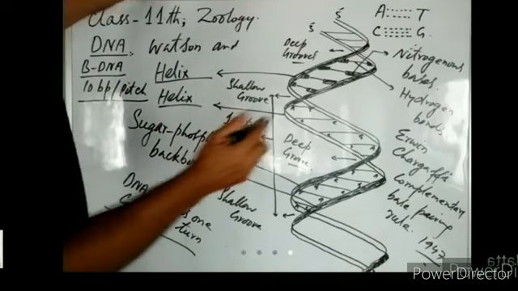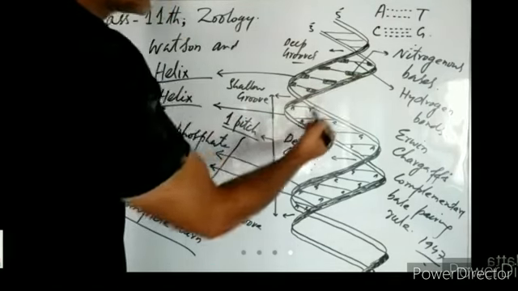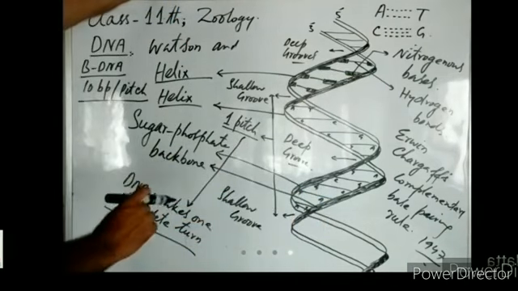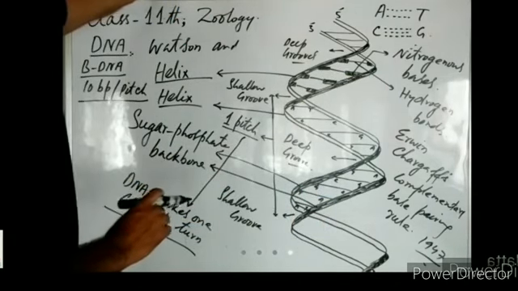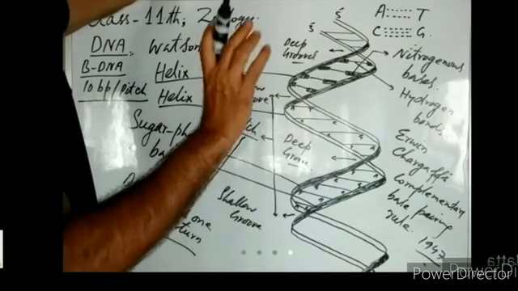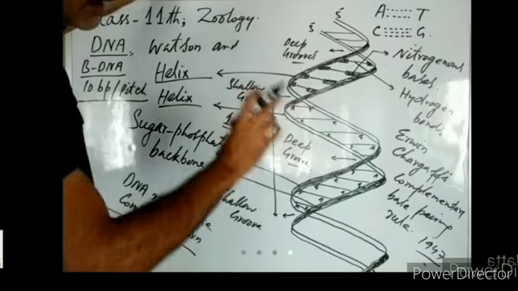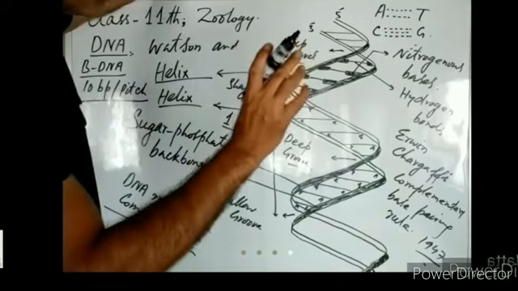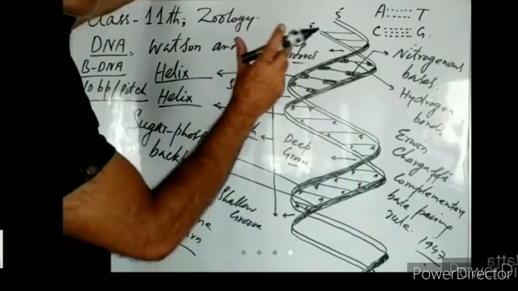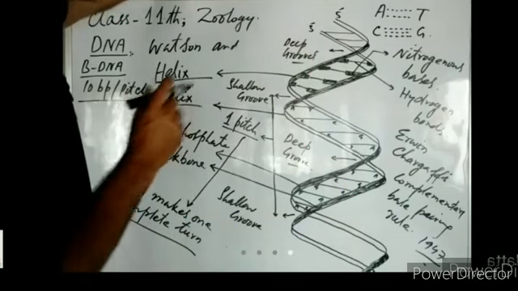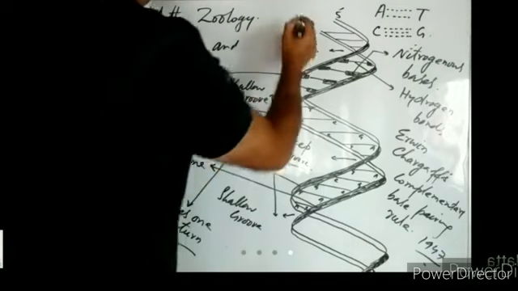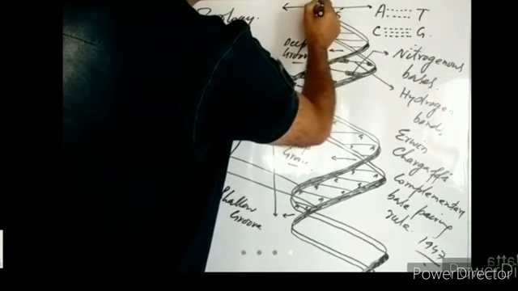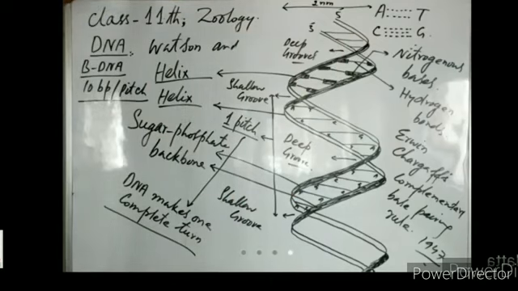So these hydrogen bonds between the projecting nitrogenous bases hold the two strands together. They keep the two strands joined together. And these two strands coil around an imaginary axis. So this DNA becomes a helical DNA. It assumes the shape of a helix, the shape of a coil, right? This DNA has a diameter of 2 nanometers.